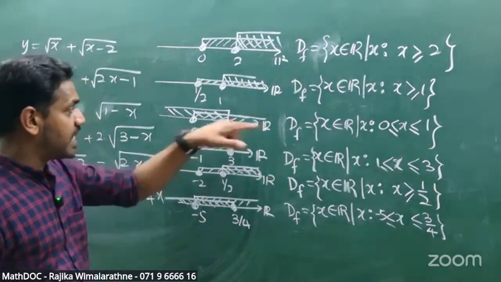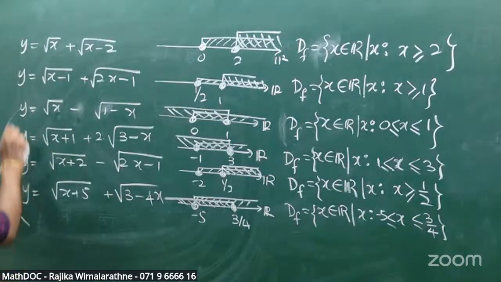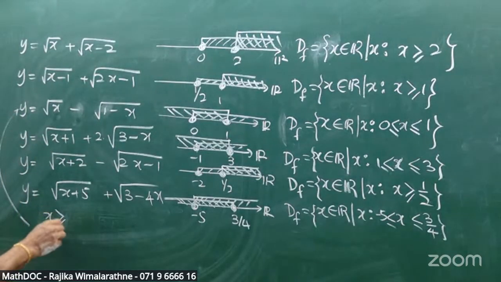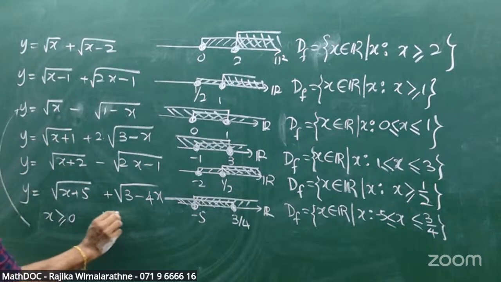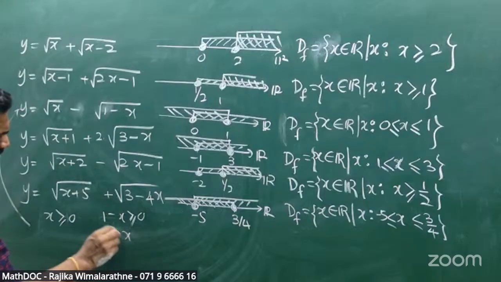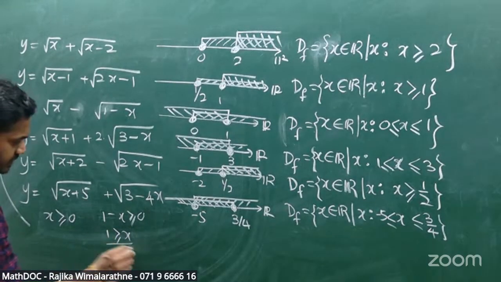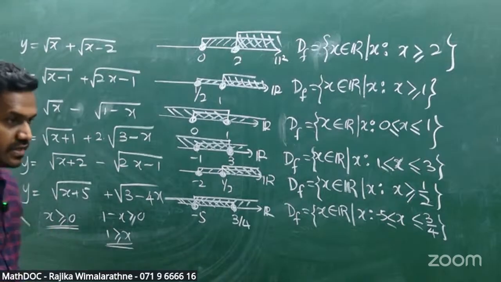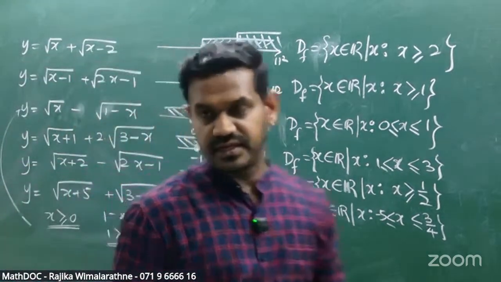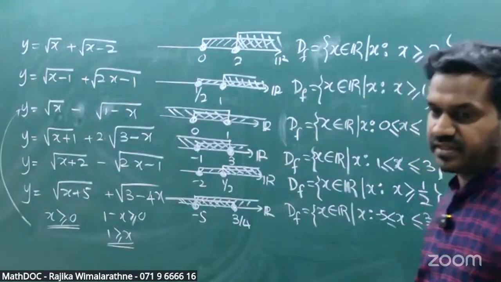So I did this at once, but you better select this one. You better select x greater than or equal to 0 here, 1 minus x greater than or equal to 0. Then value less than 1, value greater than 0. Then combine it. All are done the same way.